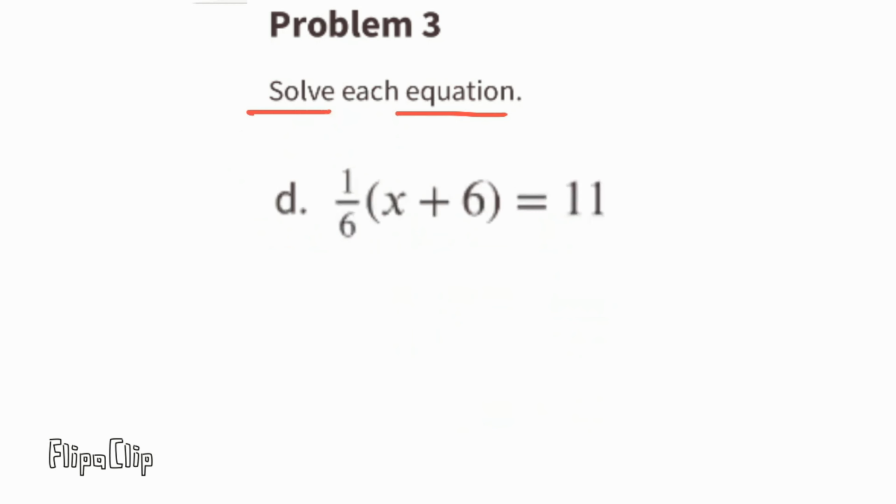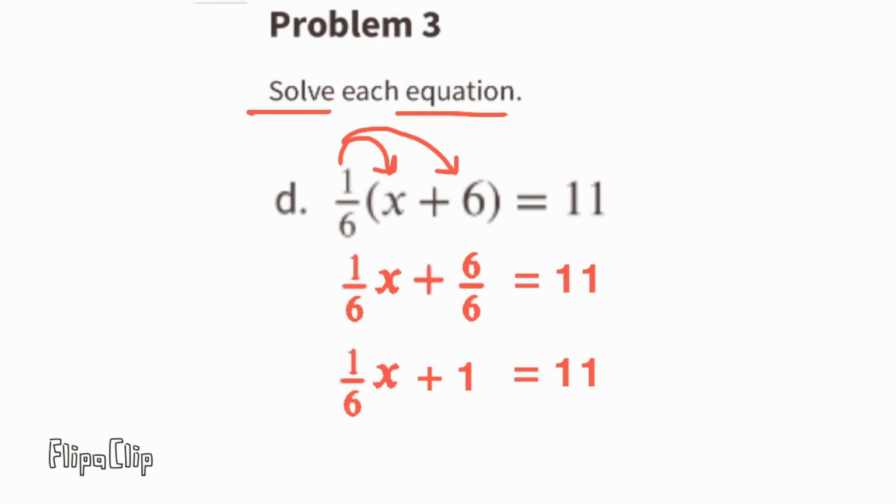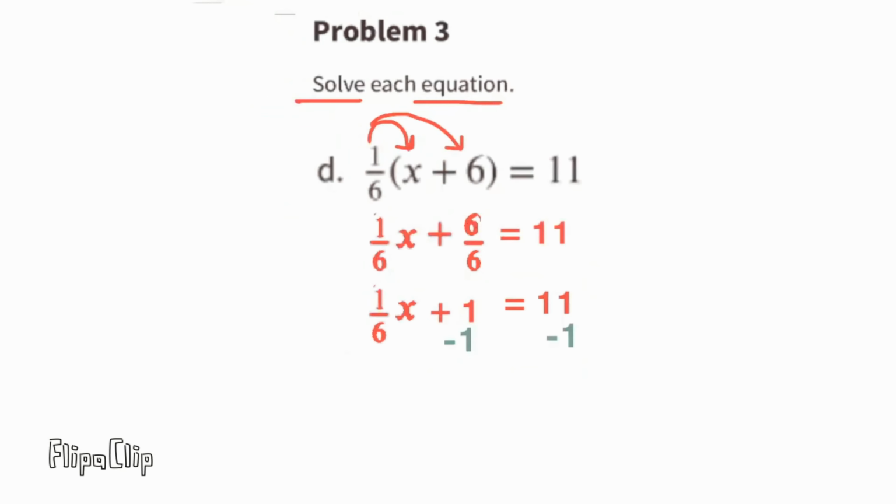D. 1/6 times x plus 6 equals 11. 1/6 times x is 1/6 x, and 1/6 times 6 is 6/6. 1/6 x plus 6/6 equals 11. Since 6/6 is equal to 1, we need to subtract 1 from both sides. That leaves us with 1/6 x equals 10. So we need to multiply both sides by 6. 6 times 1/6 is 6/6 or 1, so that leaves us with x, and 10 times 6 is 60. X equals 60.